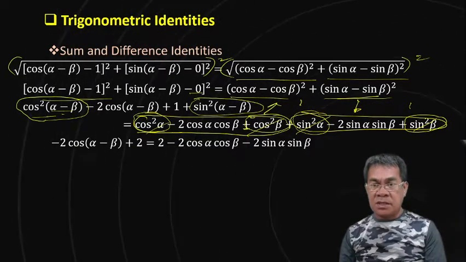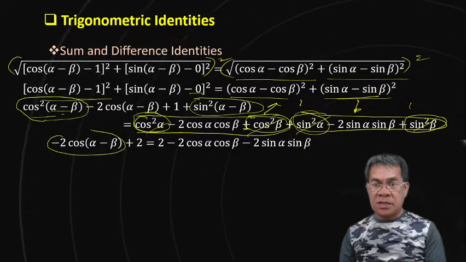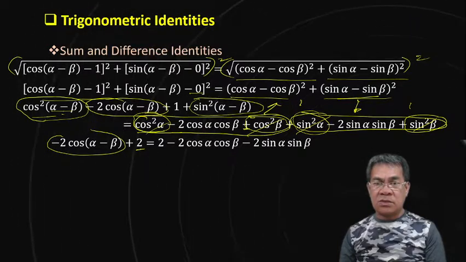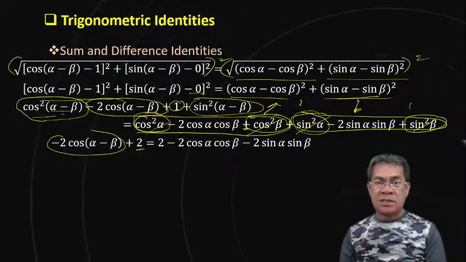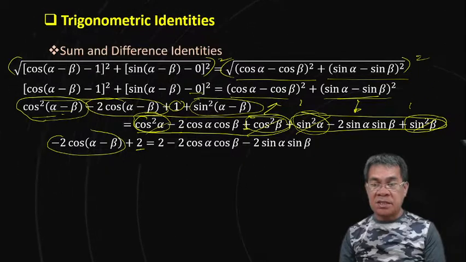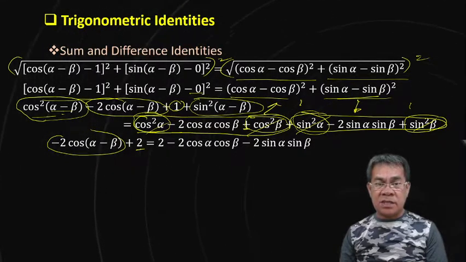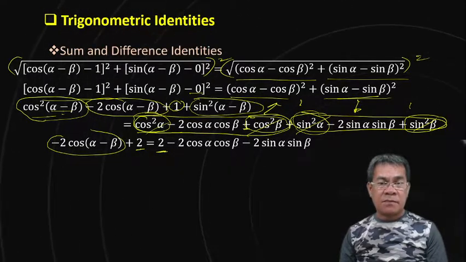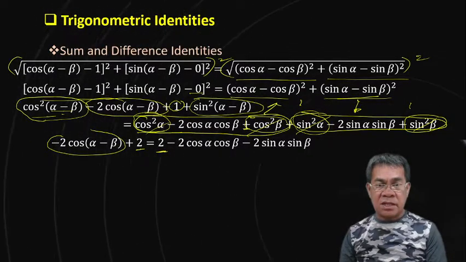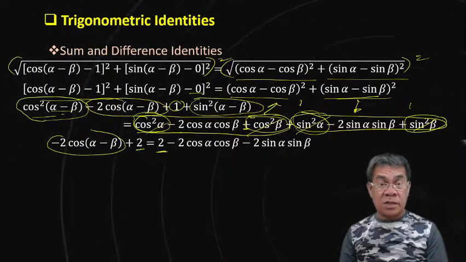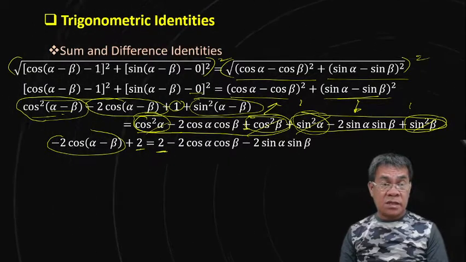So this one is actually in the above result. And this 2 is the result of adding 1 plus 1 because of the cosine square of alpha minus beta and the sine square of alpha minus beta. That's why this is 2. Now this other 2, where is it coming from? This is the cosine square of alpha plus sine square of alpha, that's 1. Another one is the cosine square of beta and the sine square of beta.